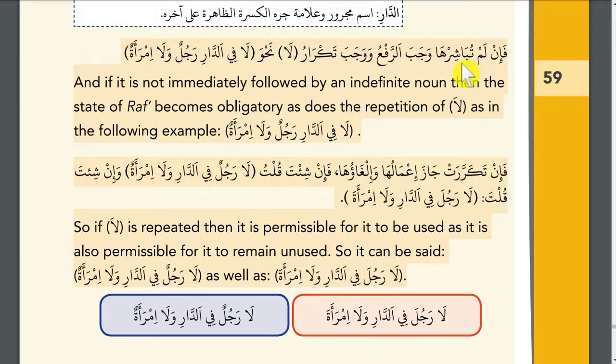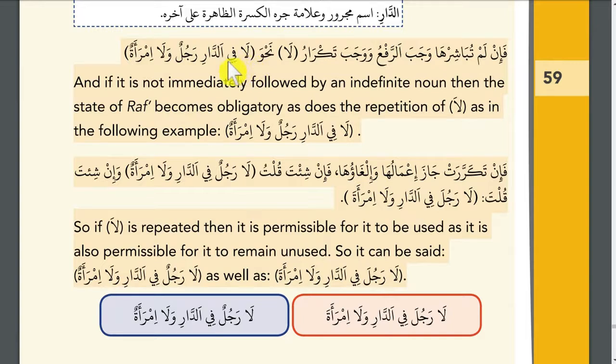فإن لم تباشرها وجب الرفع ووجب تكرار لا. The Shaykh rahimahullah ta'ala says, if the la is not immediately followed by the indefinite noun, then it is compulsory to make the noun in the state of raf', and it is also compulsory to repeat the la. For example, لا في الدار رجل ولا امرأة. Here the la is followed by harfu jar and ismun majrur, and the noun comes after that.